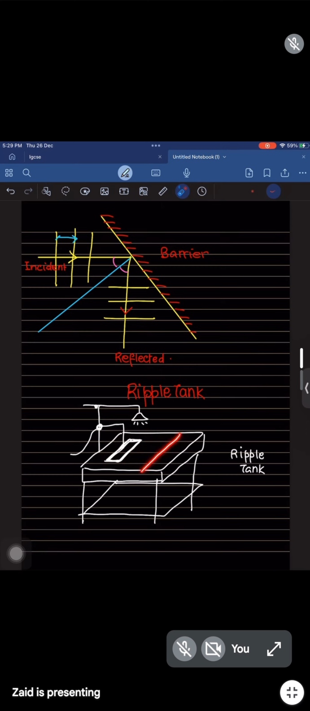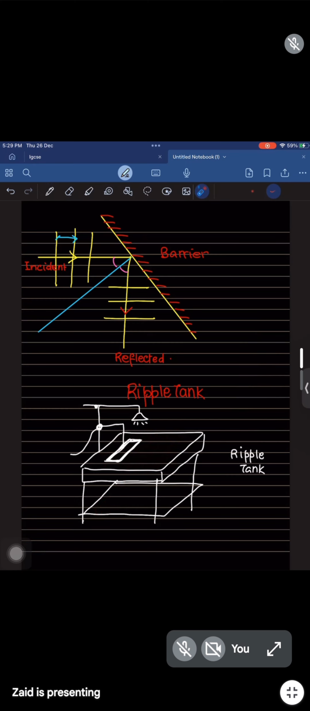For reflection, you put a barrier over here, so these waves are going to hit and then come back. You put something like this, so these waves are going to hit and then come back in that direction. So whatever phenomena you want to observe, when the waves are going like this, these patterns are being observed on the screen beneath it.